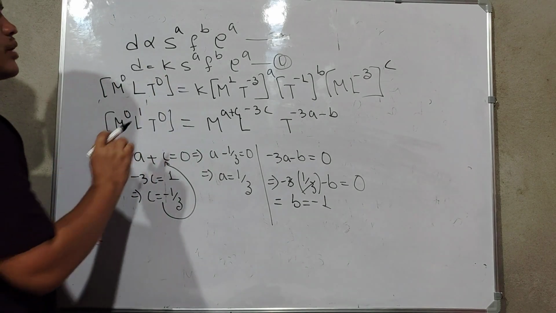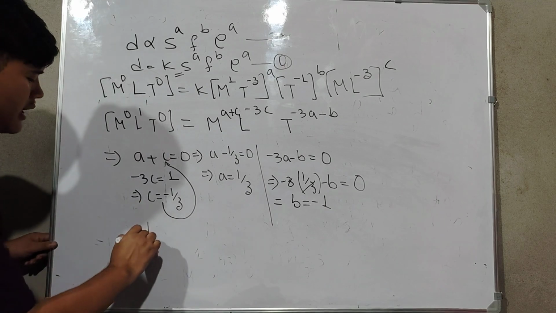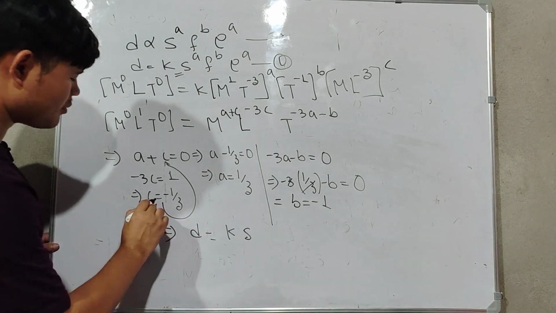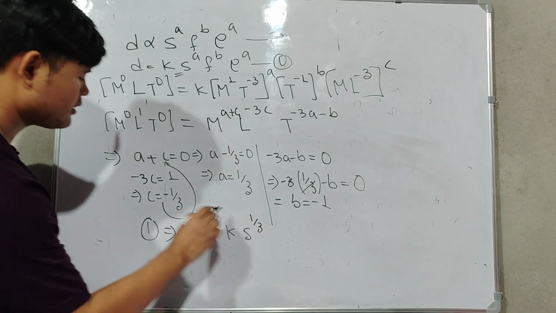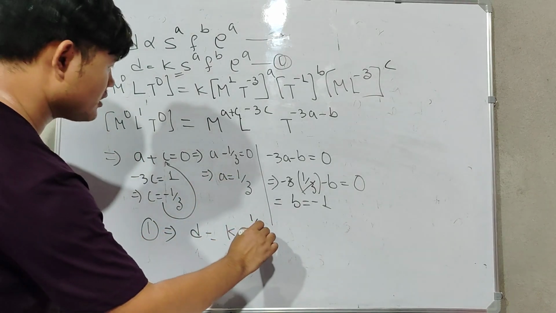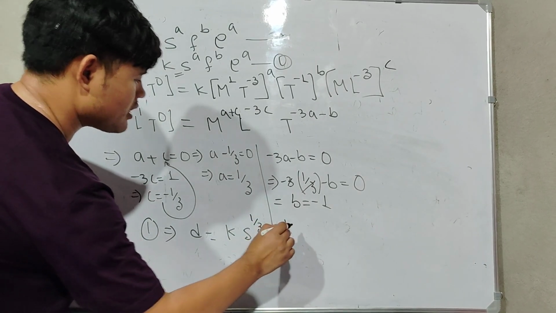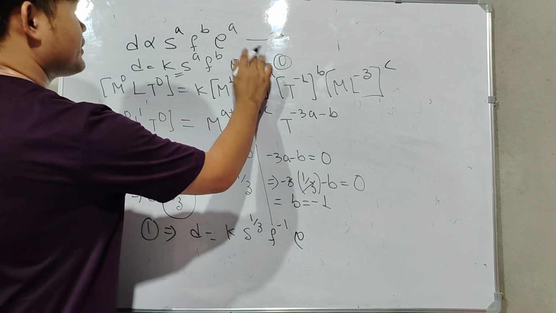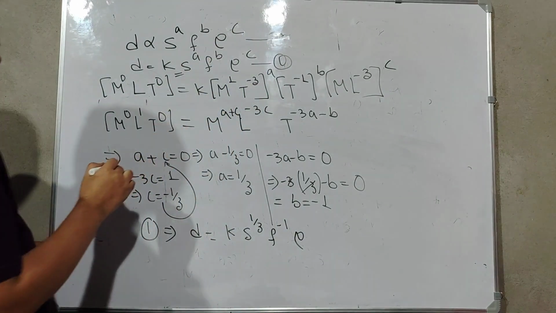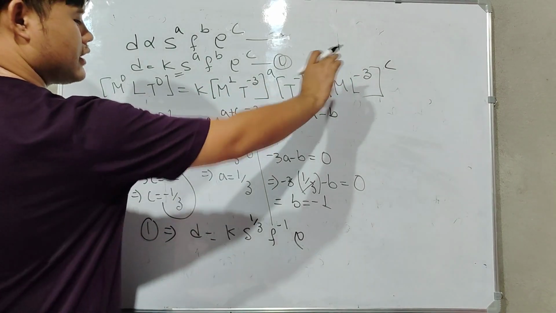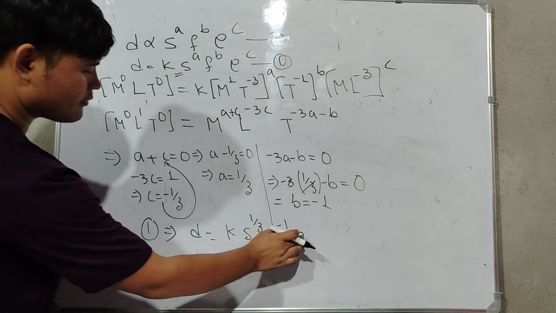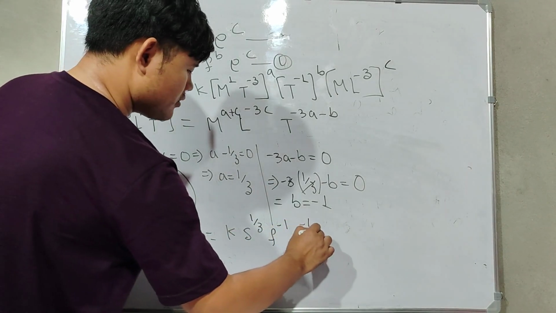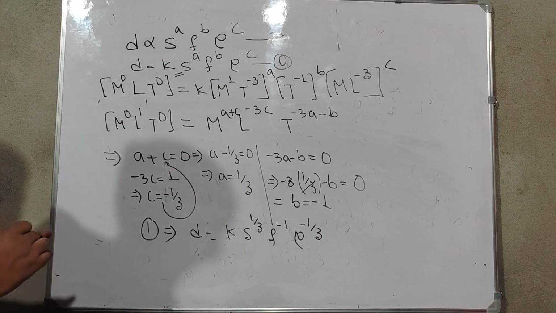So now you put it in equation 1. Equation 1 you put it. Then what will you get? In equation 1 you will get D is equal to K S. A, how much did we get? A is 1 by 3, and then S to the power minus 1, because B value is minus 1, right? Then this one is C. Okay, sorry, this one is C. C value, how much did you get? Minus 1 by 3.